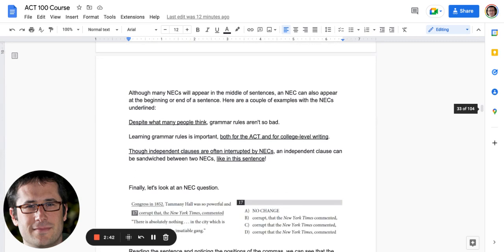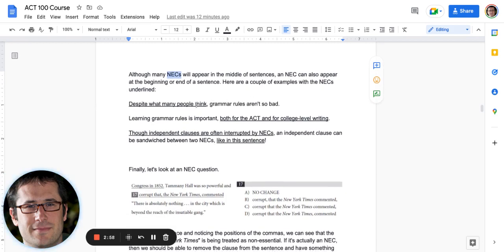So let's have a look at a little bit more examples. Also, one more thing is, although many of them will appear in the middle of sentences, a non-essential clause can also appear at the beginning or the end. So despite what many people think, grammar rules aren't so bad. So here's your independent clause, and this is a non-essential dependent clause. The sentence makes sense by just saying grammar rules aren't so bad. Learning grammar rules is important, independent clause, both for the ACT and for college level writing, dependent clause, non-essential.